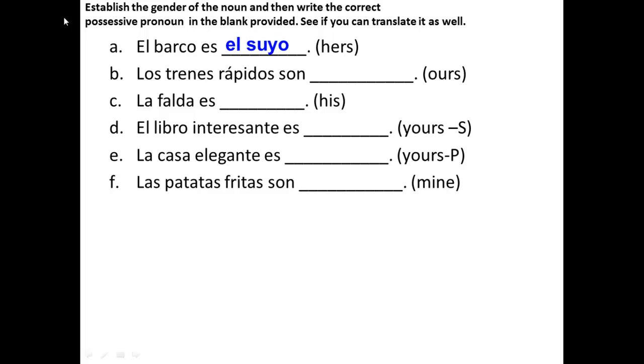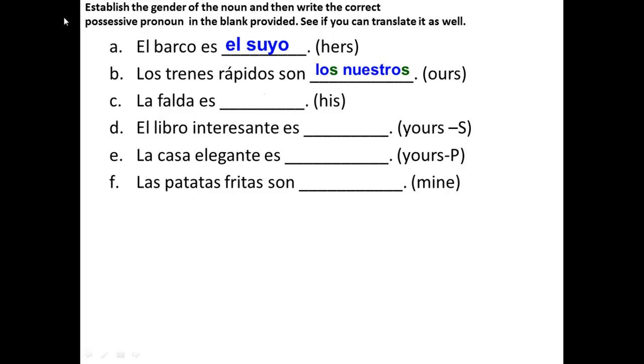B. Los trenes rápidos son los nuestros. A bizarre phrase meaning the quick trains or the fast trains are ours. But notice how los nuestros is used because los trenes. So quite often the definite article in the sentence, or if you cannot recognise it from that, the agreement of an adjective, can give you a clue which possessive pronoun to use.